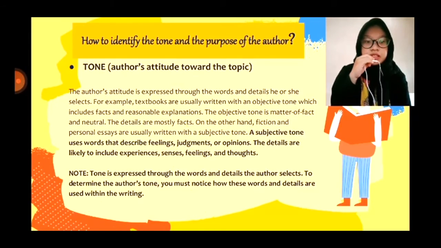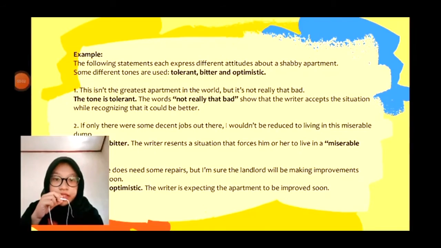Sedangkan subjective tone biasanya ini ditemukan dalam tulisan fiksi atau esai yang menggambarkan atau mendeskripsikan suatu perasaan atau opini. Dan biasanya di dalam details dari subjective tone ini termasuk ada pengalaman, sense, feelings, dan juga pikiran. For the next is example of statement each express different attitudes about a shabby apartment. And some different tones are used, tolerant, bitter, and optimistic.